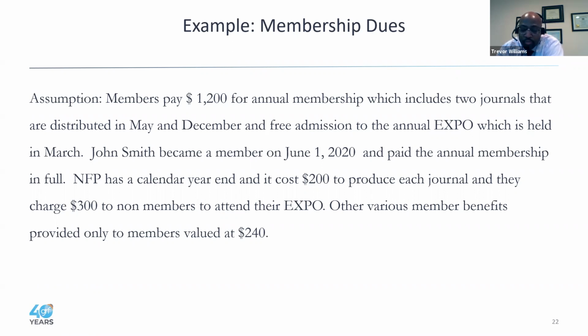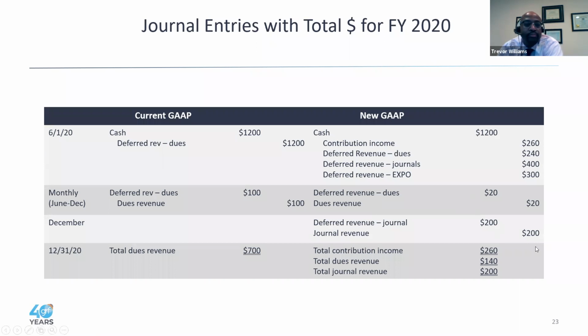John Smith became a member on June 1 of 2020 and paid the annual membership in full. The nonprofit has a calendar year end, and it costs $200 to produce each journal, and they charge $300 to non-members to attend their expo. Other various member benefits provided only to members are valued at $240. And if we can go to the next screen.